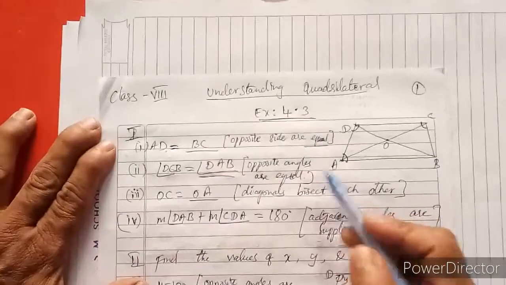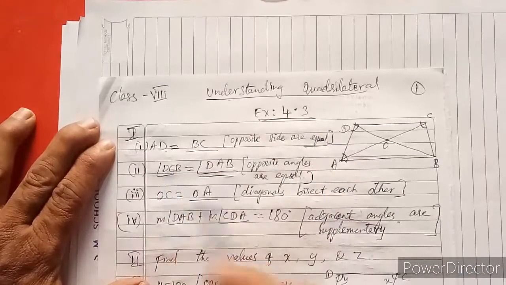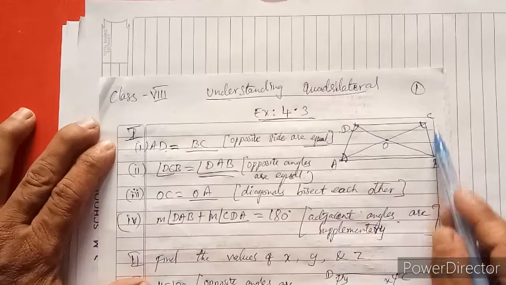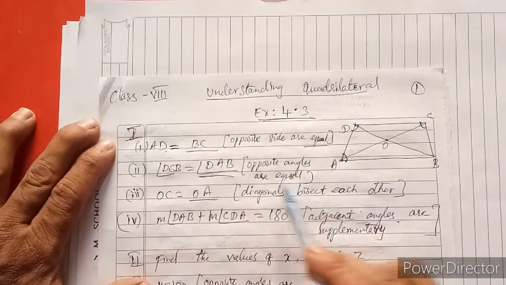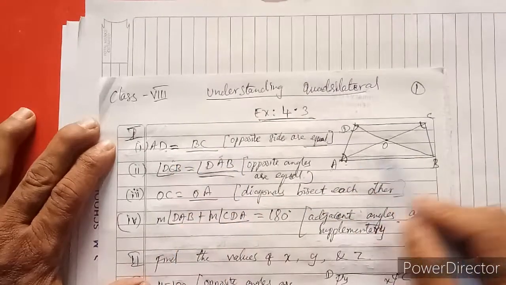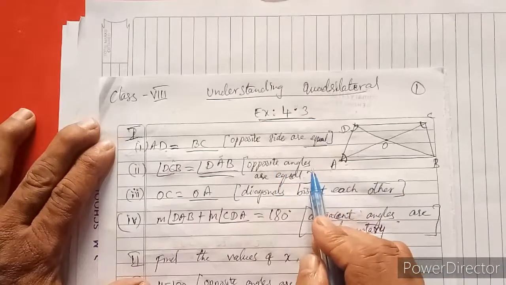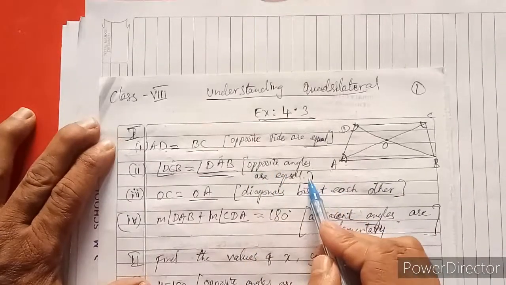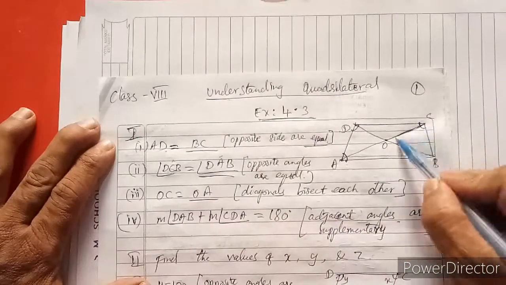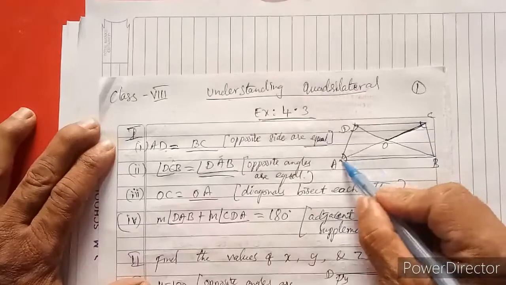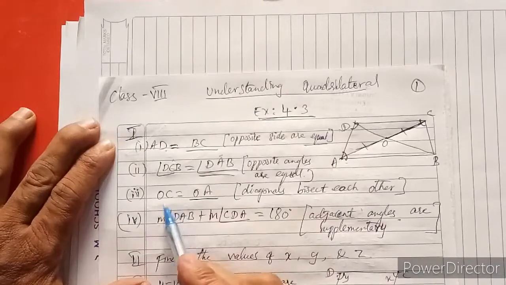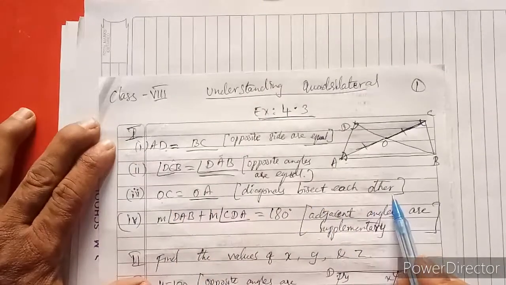Okay, and the second sub-question, angle DCB. Angle DCB is equal to angle DAB. That is for opposite angles. Angle C and angle A are both opposite angles, so we can write opposite angles are equal. Understood? And OC is equal to OA, this is the half part of the diagonal. This side is equal to this side, that is OA. That is diagonals bisect each other.